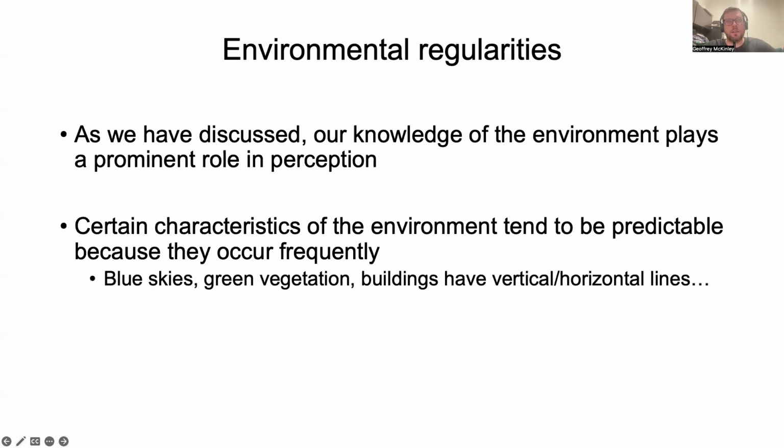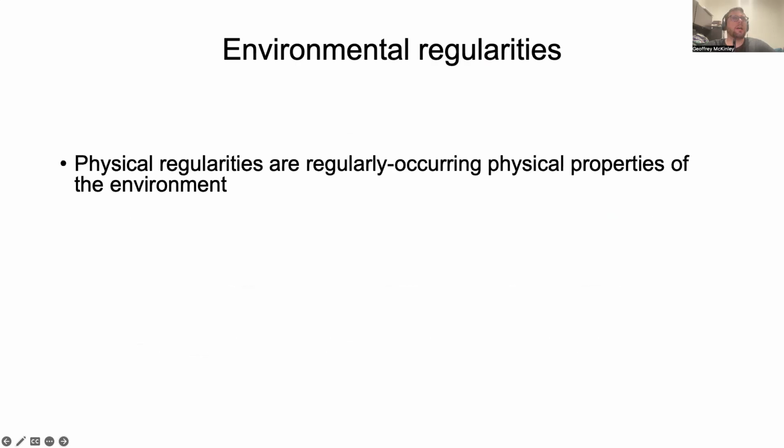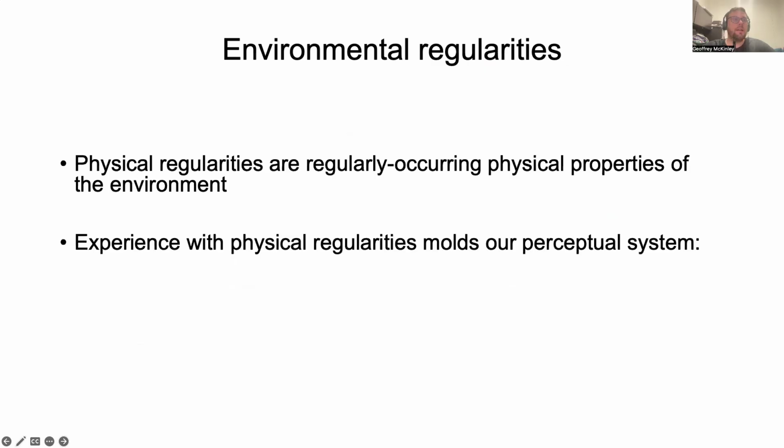Certain characteristics tend to be predictable because they occur frequently, like skies are often blue, at least during the day, or gray maybe, but vegetation's green and buildings usually have vertical and horizontal lines. These frequently occurring characteristics are known as regularities of the environment, physical or environmental regularities. So, physical regularities are regularly occurring physical properties of the environment, and experience with these physical properties molds our perceptual system.